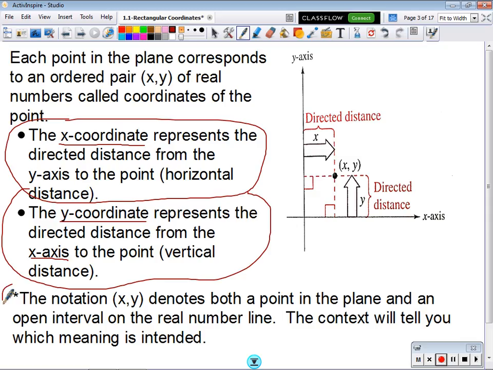So just a key note here on the bottom, the notation (x, y) denotes both a point in the plane and an open interval on a real number line. The context will tell you which meaning is intended, and we're going to get to some different things with solutions in a few weeks, where we're going to use a similar type of notation that we use for the coordinates of a point to define the distance along a number line. So some more details about that to follow in a few weeks.